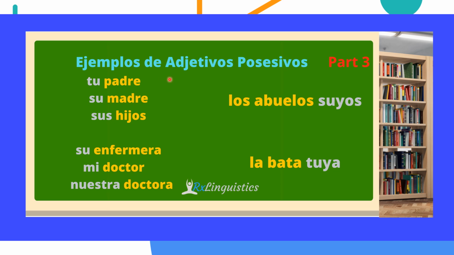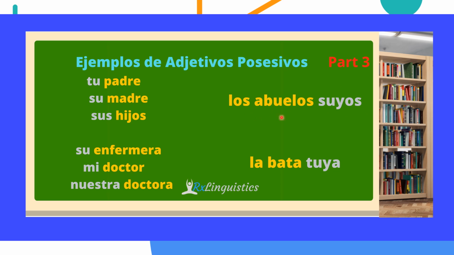So, tu padre, parent or father, su madre, your mother, his mother, her mother, their mother. Su hijos, same thing. Your children, their children. Su enfermera, his nurse, her nurse. Mi doctor, my doctor. Nuestra doctora. This is our doctor, but with the precision that this is a female doctor. Los abuelos, grandparents, suyos is a long-form possessive adjective.